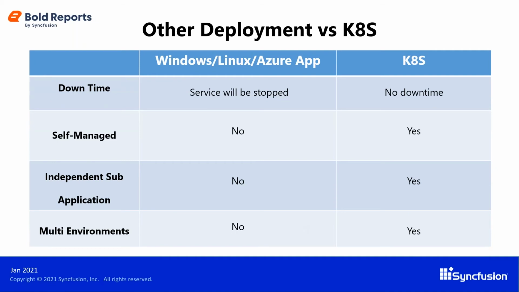On this slide, we will discuss how K8s differs from other deployment methods. There is no downtime in K8s while upgrading the application, but it cannot be achieved by other deployment methods. If the application goes down in these three deployment methods, Linux, Windows, and Azure App Service, we need to monitor it and bring the application back up again. But in K8s, it's self-managed, so you don't need to worry about managing the application. In K8s, we can deploy each sub-application in a separate container and act as an individual application, and it can contact other applications in a robust network.